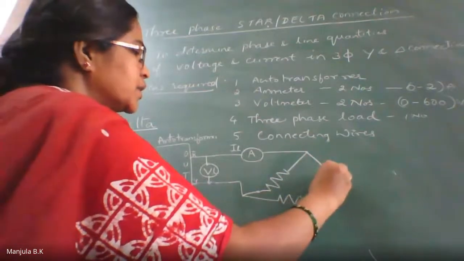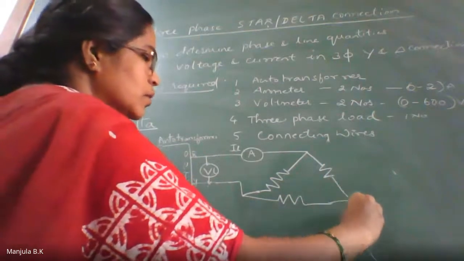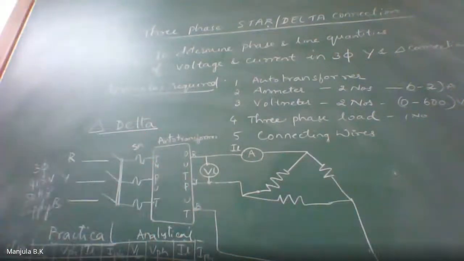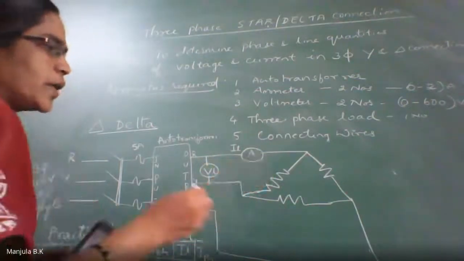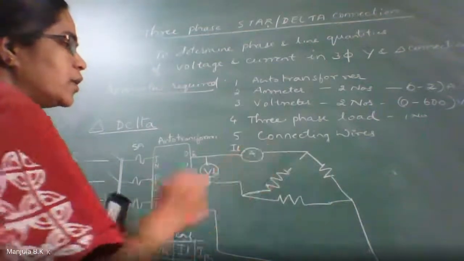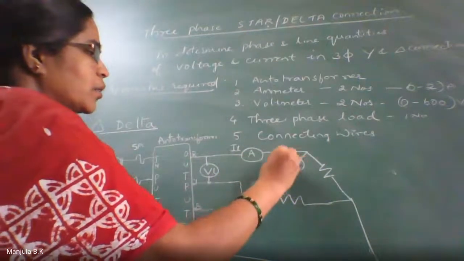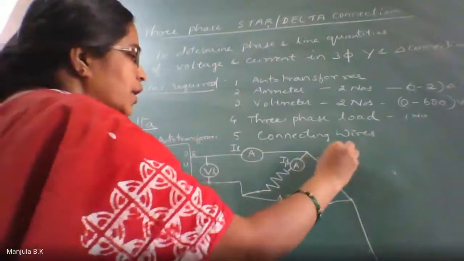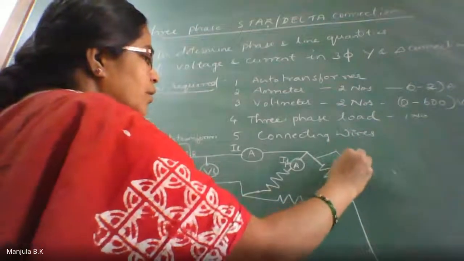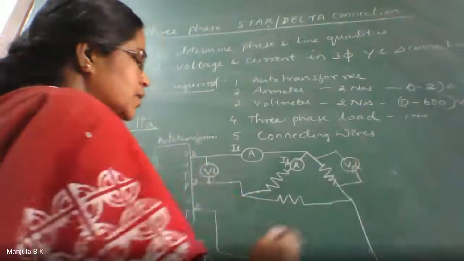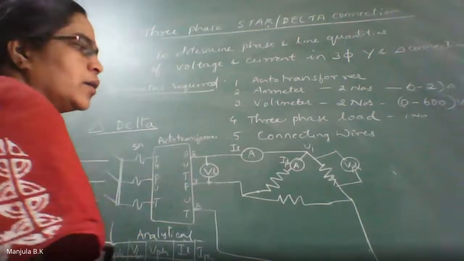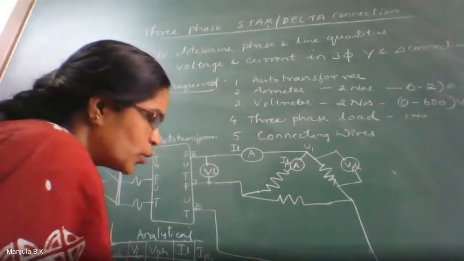This is the circuit connection that we will follow. Now you can have an ammeter in any of the phases, so the ammeter can be measuring I phase, and between any of the loads you can have V phase. So this is the connection that we have. As I said, U1 will be connected. I'll show you how to connect.